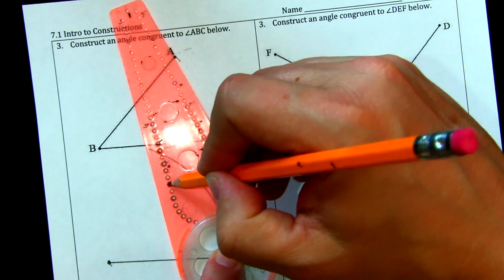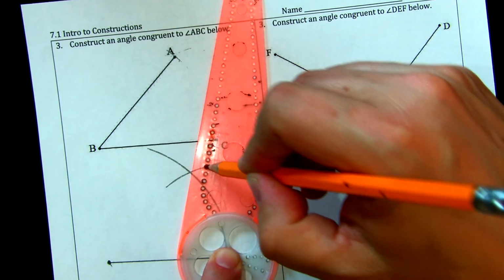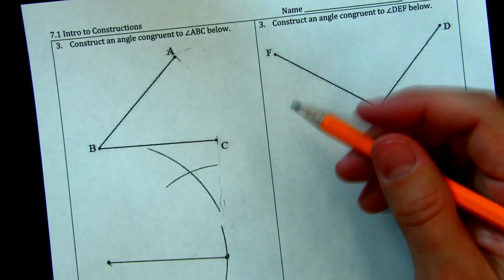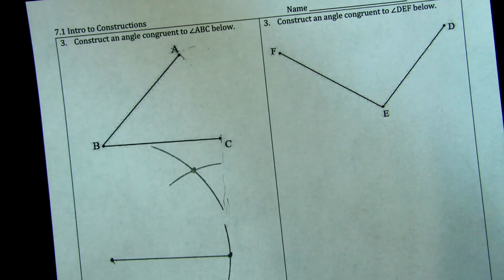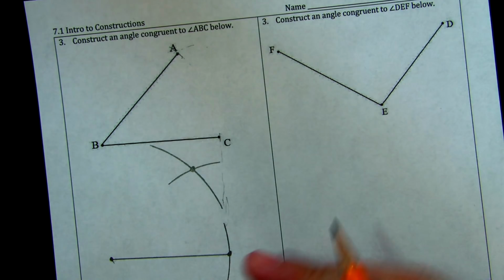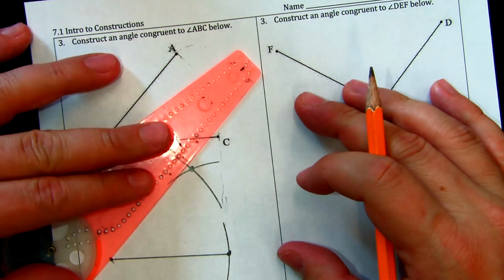And I'm going to make a new arc. Okay, and that should intersect the arc that I just made. Right here, looks like. Okay. We're always making these arcs and then trying to figure out where they intersect.